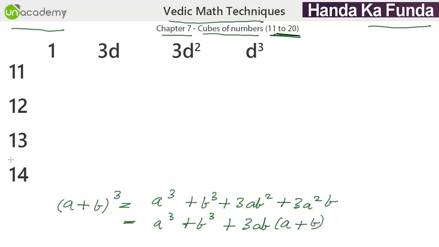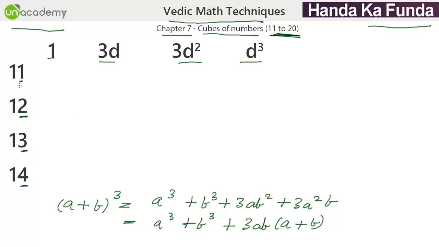Now, if you notice, I have 4 of them written here, which are 1, 3D, 3D square and D cube. What does D represent, or what does D mean? D is essentially the distance from 10. So in case of 11, the value of D is 1. In case of 12, it is 2. In case of 13, it is 3. In case of 14, it is 4. How will this lead us to the cubes?